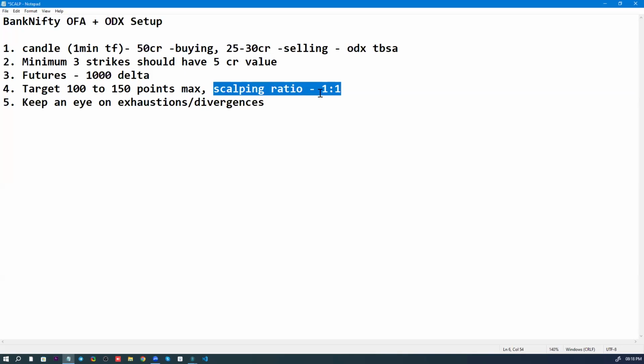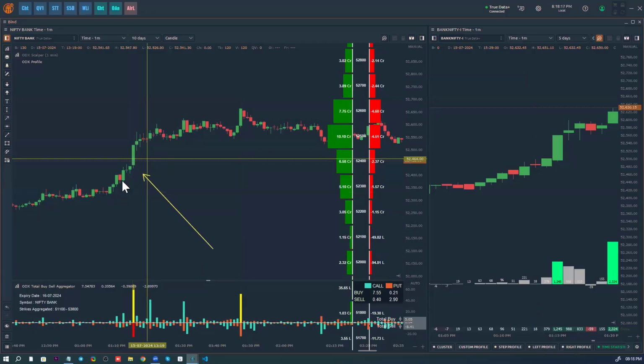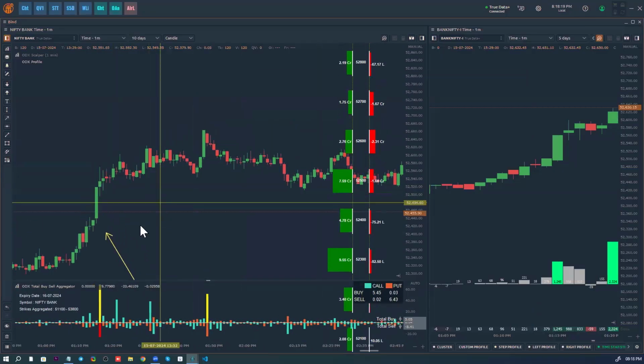Scalping ratio is again 1:1, so the risk is 1 and the reward is also 1. But I will tell you some other things where you can exit the trade early, because in scalping it could be a trap as well, but you will come to know. We will discuss it. So we are targeting 1:1 here. Let us see what happens.